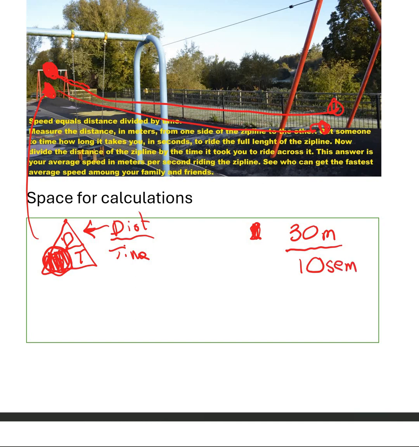Okay, now you have a fraction with 30 on the top and 10 on the bottom. You divide the 30 by 10 and you get 3. And that's 3 meters per second. So that's your speed. So try it and see how fast you can go.